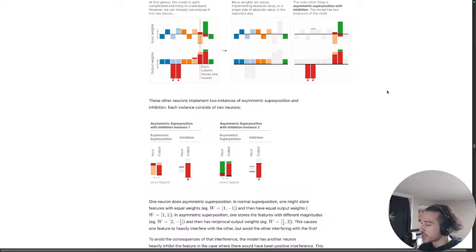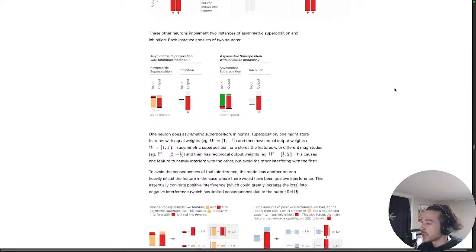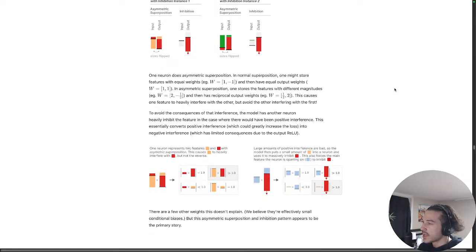In normal superposition, one might store features with equal weights, e.g. W equals 1, negative 1, and then have equal output weights, W equals 1, 1. In asymmetric superposition, one stores the features with different magnitudes, e.g. W equals 2, negative 1/2, and then has reciprocal output weights, e.g. W equals 1/2, 2. This causes one feature to heavily interfere with the other, but avoids the other interfering with the first.